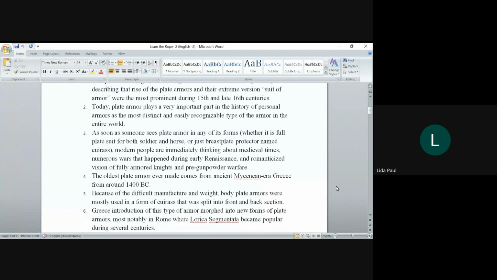Okay, next one. Modern people are immediately thinking about medieval times. This is a simple one, right? Which one would be the adverb here? Immediately. Are the rest of you following? Because I hear only one person answering, one or two max. I hope others are following as well. Then the next one, in that line, just "immediately."